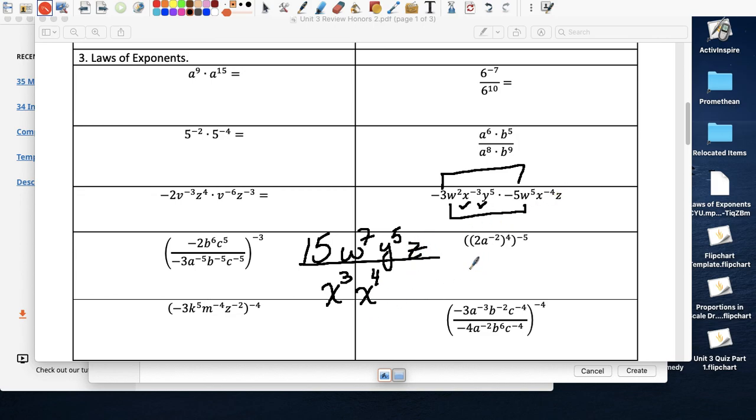Is that my final answer? No, because I can combine these two guys. So 15 W7 y to the 5th z over x third times x to the 4th power is just x to the 7th. There.